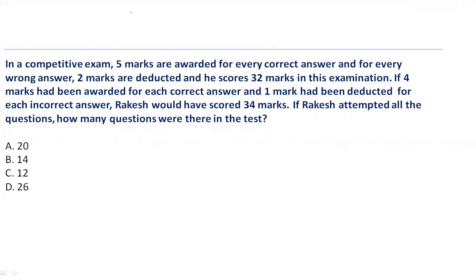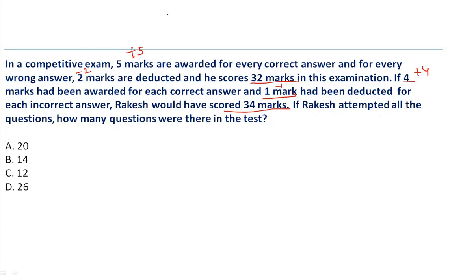Okay. So they have given two cases here. 5 marks are for every correct answer, and for every wrong answer, it is 2 marks. So correct answer means it's plus 5, and wrong answer means it is minus 2. If that is the pattern, he scored 32 marks in this examination. If 4 marks have been awarded for each correct answer, plus 4, and 1 mark is deducted for a wrong answer, then Rakesh would have scored 34 marks. So if Rakesh attempted all the questions, how many questions were there in the test?